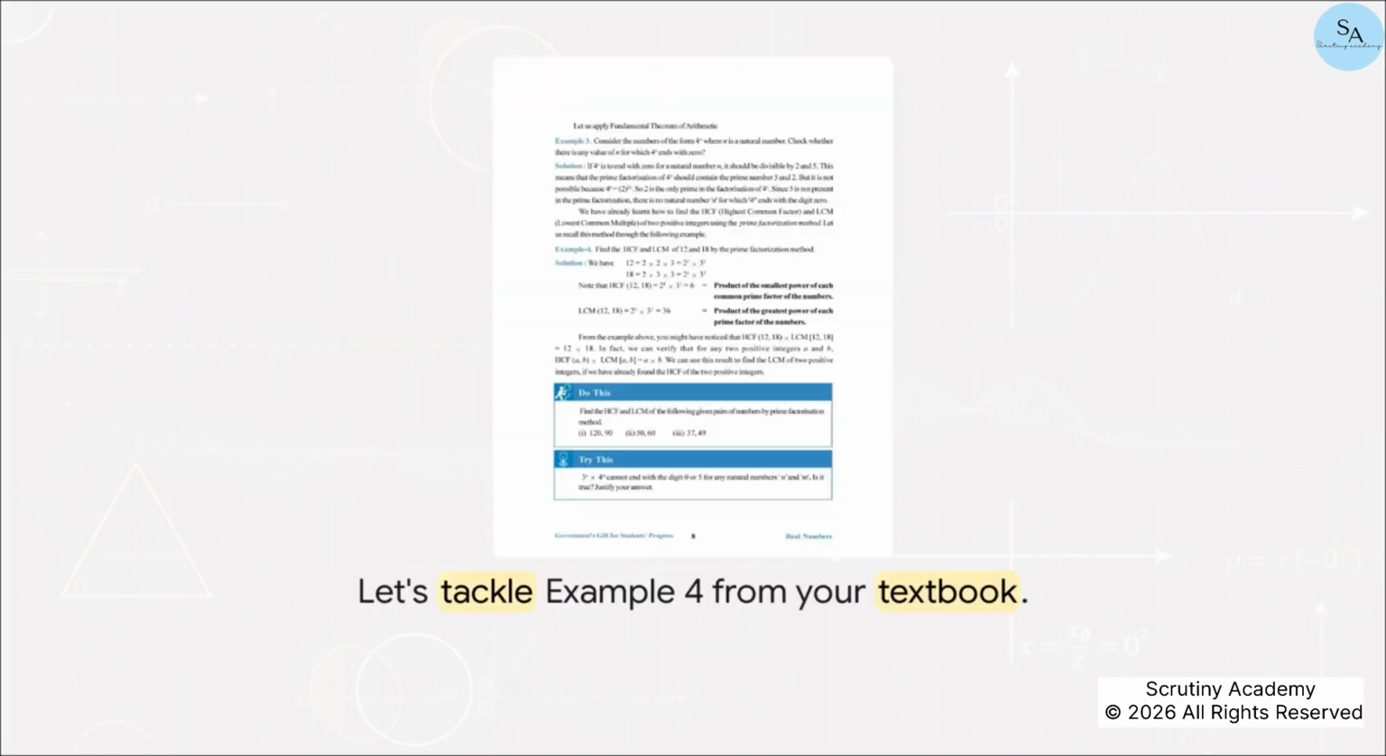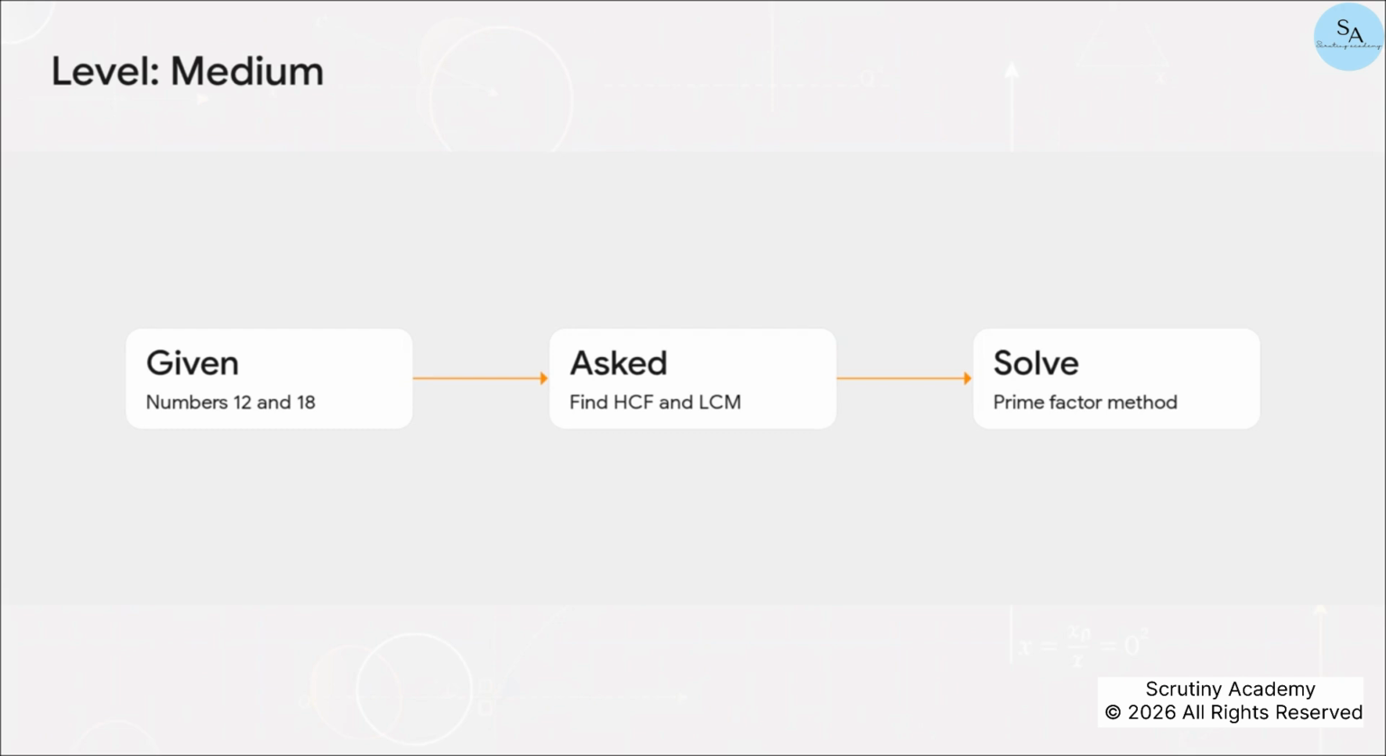Okay, let's move on and see how this logic builds into slightly more complex territory. We're going to look directly at an example pulled right out of your textbook. I really want to show you this, just to prove to you that you are fully capable of handling official, standard exam material. You literally already have all the tools you need. So here is our medium difficulty tier. What is given? The numbers 12 and 18. And what is asked? Well, we need to find the highest common factor, the HCF, and the lowest common multiple, the LCM.